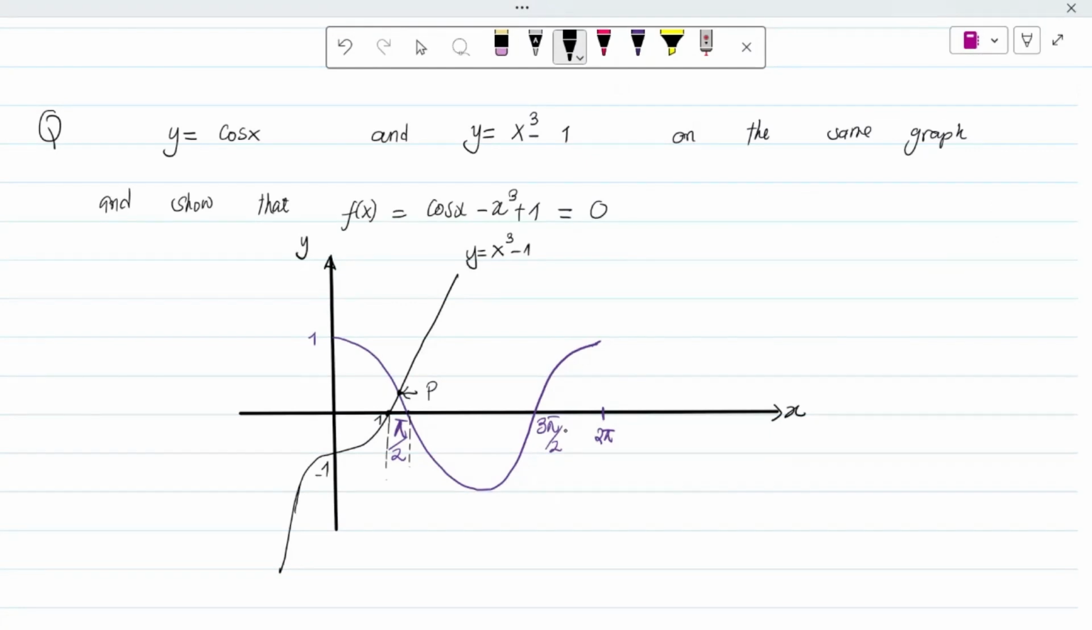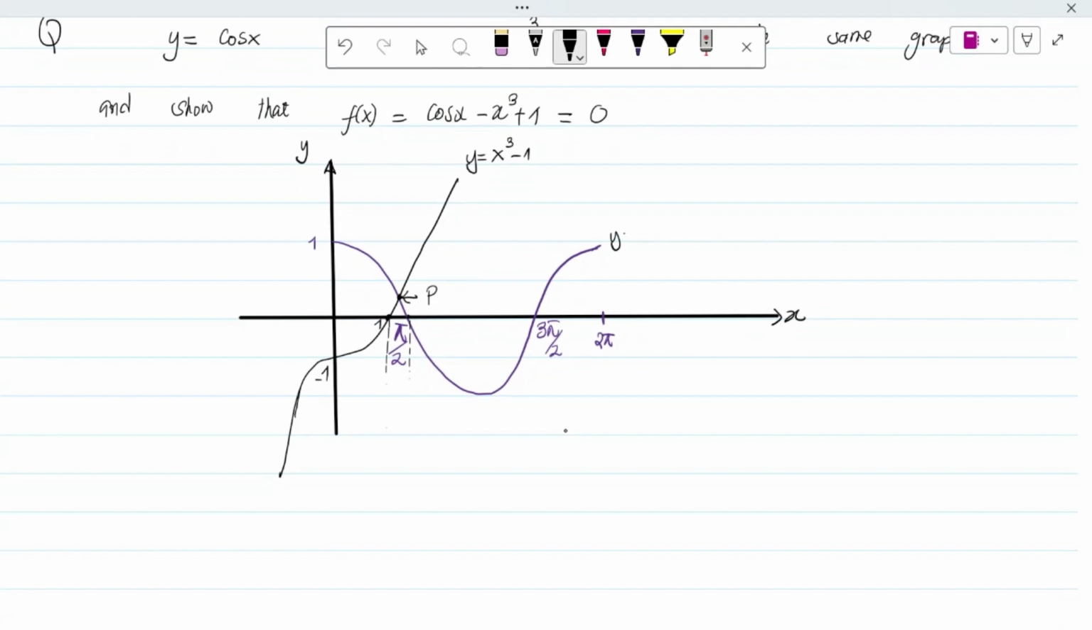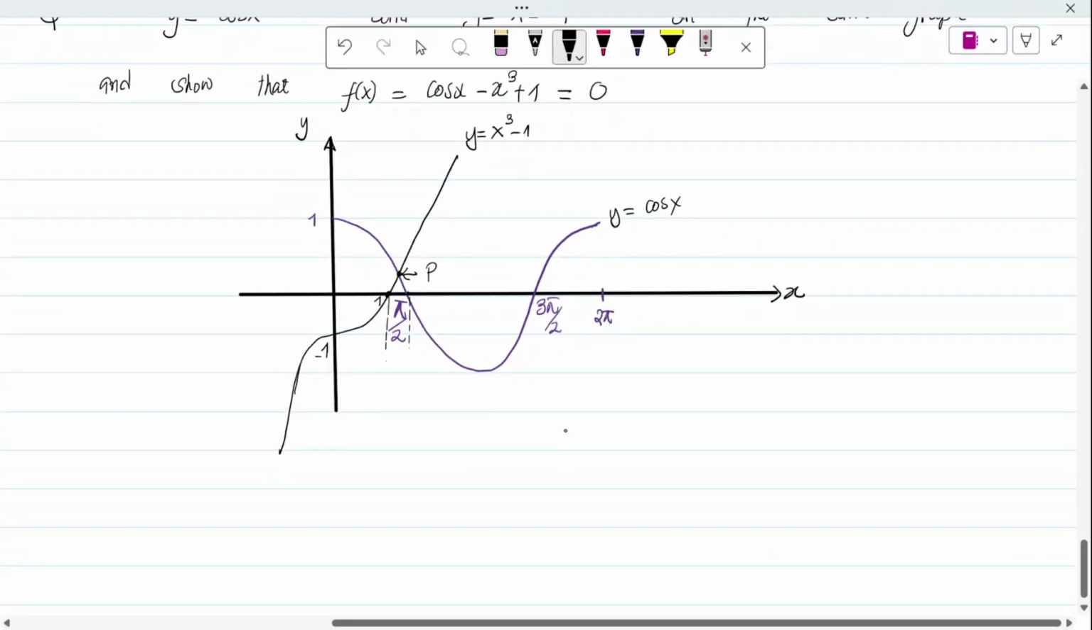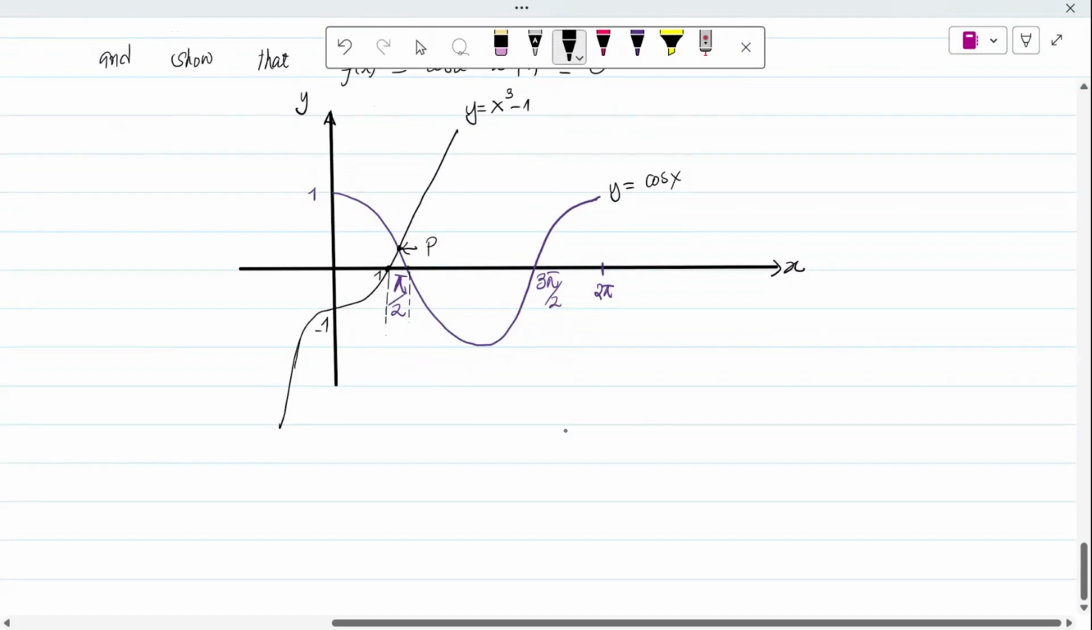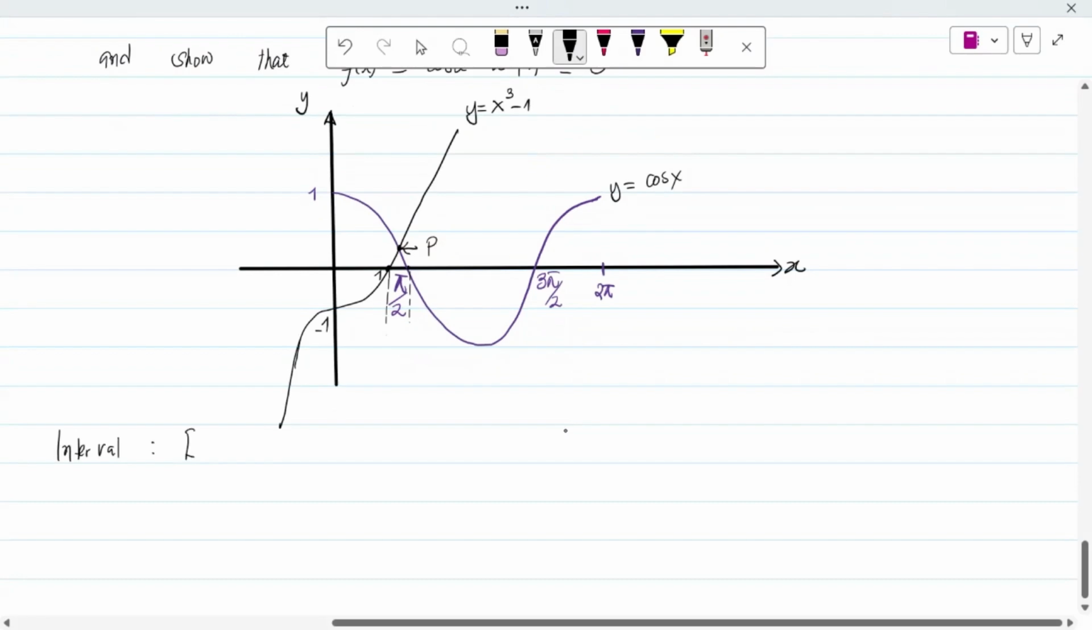You can use that interval now to do the iteration by using the bisection method, okay? This function is y is equal to cosine of x, of course. So by using the bisection method, you can find what this value of P is. So the interval, of course, we can just see from the graph there, is between 1 and pi over 2.